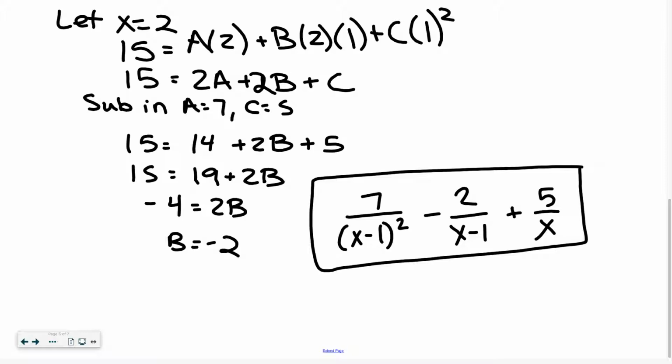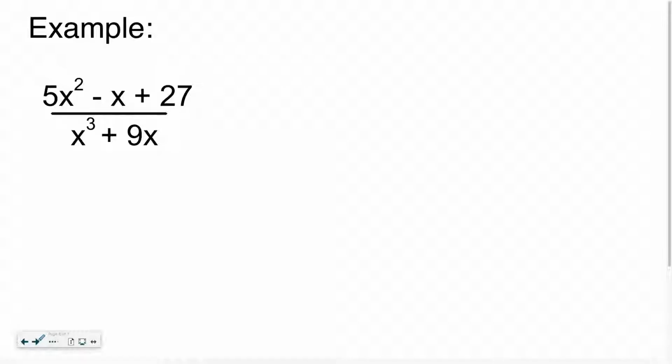Okay, so think about the first example we did, pretty basic, right? Linear factors, not too bad, solved really fast. Second example we did had some repeated linear factors, so I had to remember to include the lesser power. There was a little bit more solving that I had to do because I had 3 unknowns. So now I'm going to do an example with a quadratic factor. We've got 5x squared plus x plus 27 all over x cubed plus 9x.